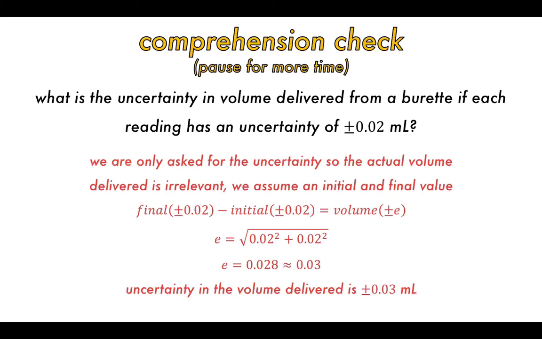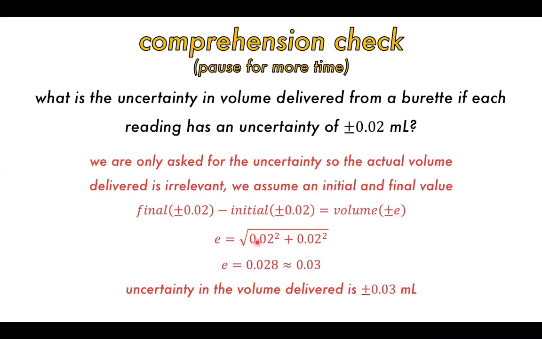Okay, so you might have noticed that we weren't actually given the initial or final readings of our burette before and after the volume was delivered, but this isn't strictly necessary because we're only being asked what the uncertainty in the volume delivered is. We're not asked what the total volume delivered was. So here we have the error of the final and the initial. The error of the volume delivered is going to be plus or minus this E. E is then going to be the absolute of all of the errors of the steps.